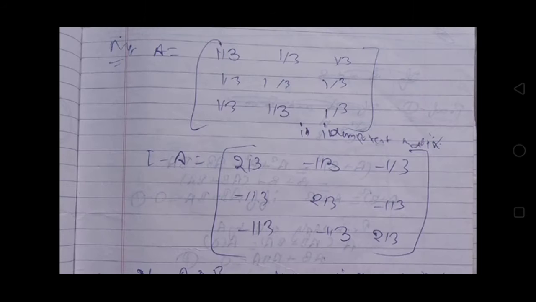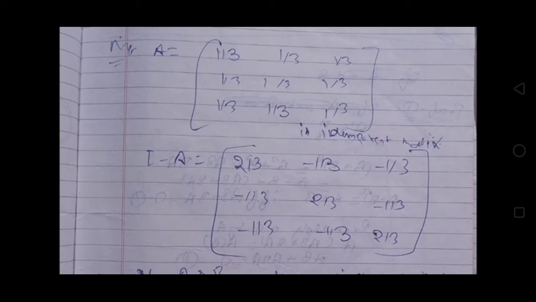Now see this idempotent matrix of order 3 cross 3 in which all entries are 1 by 3. This is a special kind of matrix, which is an idempotent matrix of order n cross n in which all the entries are 1 by n.